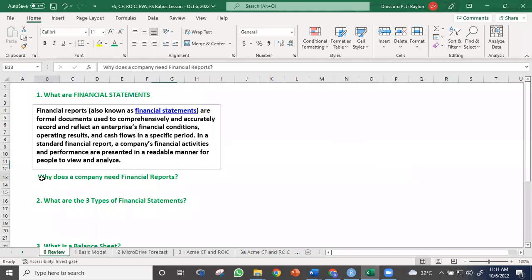Now, why does a company need financial reports? There are many reasons. Can some of you chat or unmute yourself if you can? Why do you think a company needs financial reports? What have you learned from your accounting subject? Who are the users? And why is it important that the report be done in a formal way? Can anybody answer this? Yes, Casey, please.